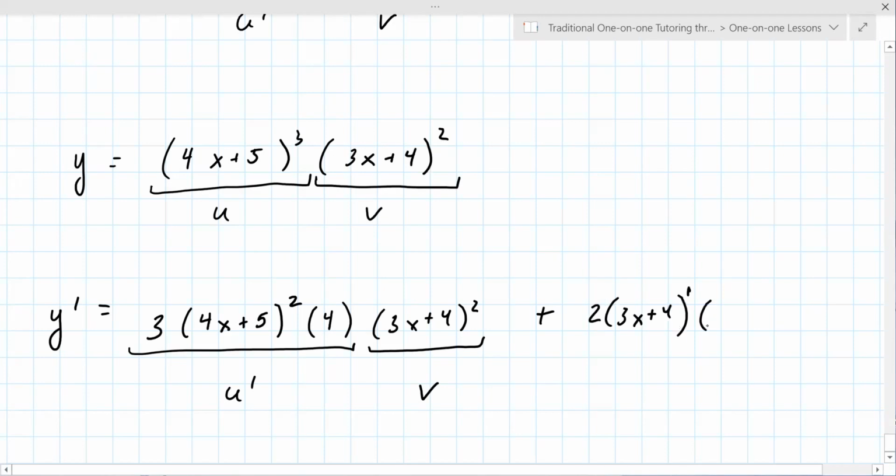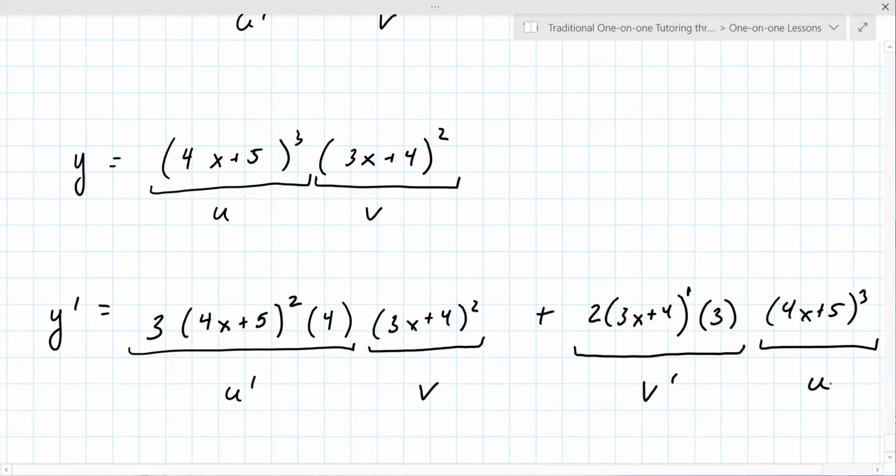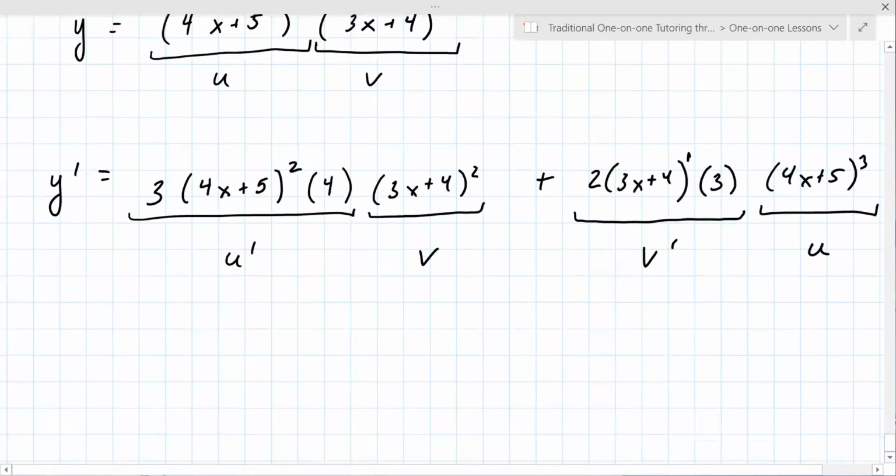Okay. Now what's the derivative of the inside? 2 times the derivative of 3x plus 4, which is 3. So that's v prime. Now we need u. So 4x plus 5 cubed. It's very long. That's why I get confused. Yeah, this is not a difficult problem in calculus one. This is something you want to have down. There's much more difficult stuff coming, so just keep that in mind.